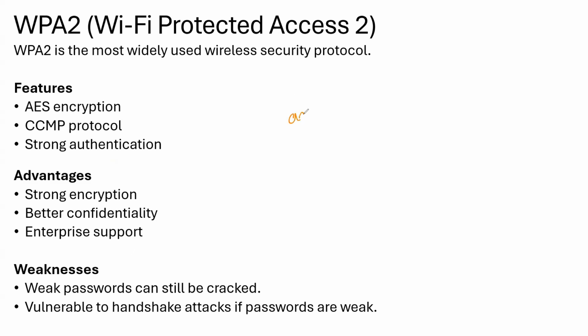Sometimes we use a password like win123. These kinds of passwords are never recommended. Sometimes we use a college name, like any random college, ABCDE college name, at the rate 123. Never use these kinds of passwords. They can be easily cracked. And WPA2 is vulnerable to the handshake attack if passwords are weak. So always use a strong password.